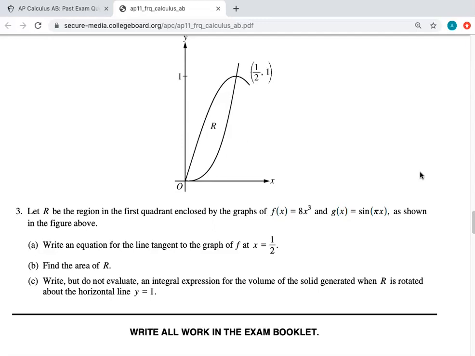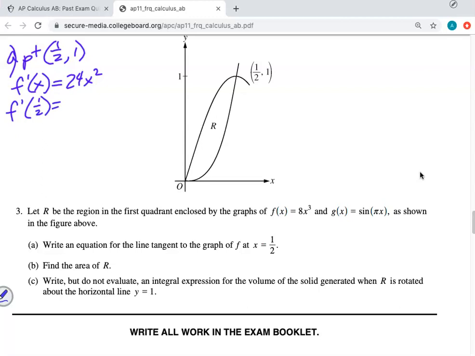Slope and a point, right? We get the point from the original function. In this case, they just gave it to us, right? We get the slope from the derivative, right? So for part A, we know the point is (1/2, 1). It was given. So f prime is 24x squared. So f prime of 1/2 would be 24 divided by 4, or 6. Y minus 1 equals 6 times x minus 1/2.